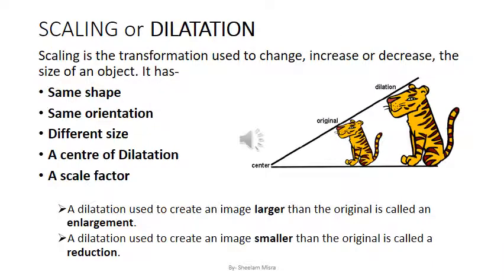Now, what is scaling? Scaling can also be called dilatations. Scaling is the transformation used to change, increase or decrease the size of an object. It has the same shape and orientation but a different size. It has a center of dilatation and a scale factor. A dilatation used to create a larger image is called an enlargement. A dilatation used to create a smaller image is called a reduction.